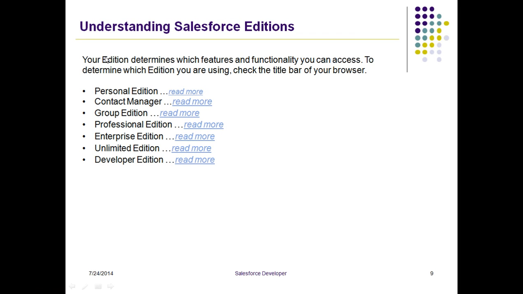So these are the different editions which we have in Salesforce. Basically, an edition determines what features you have, and based on the features the pricing is also done. So it's not the same kind of pricing for all these editions. For different editions there is different pricing. So we have personal edition, contact manager, group, professional, enterprise, unlimited, and developer.